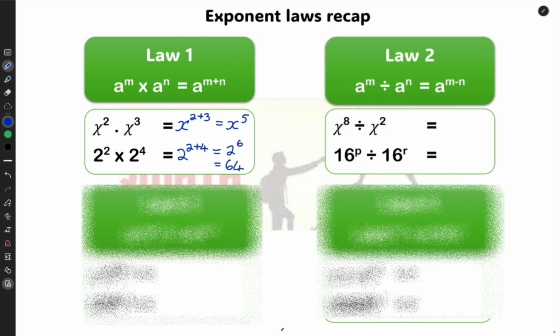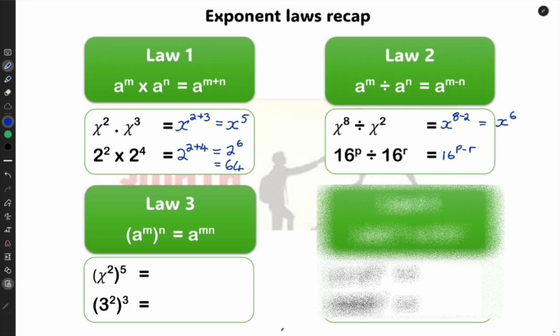Law 2 says if I divide similar bases, I am going to subtract exponents. So this answer would just be x to the power 8 minus 2, x to the power 6. The next one, the base is 16. I take the first exponent minus the second one. I can't simplify it anymore.